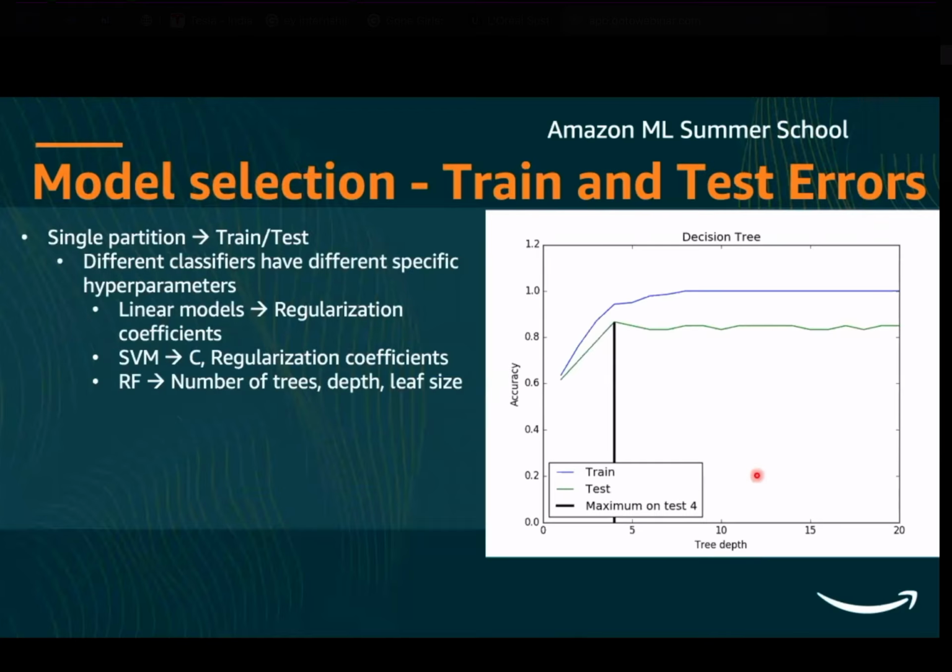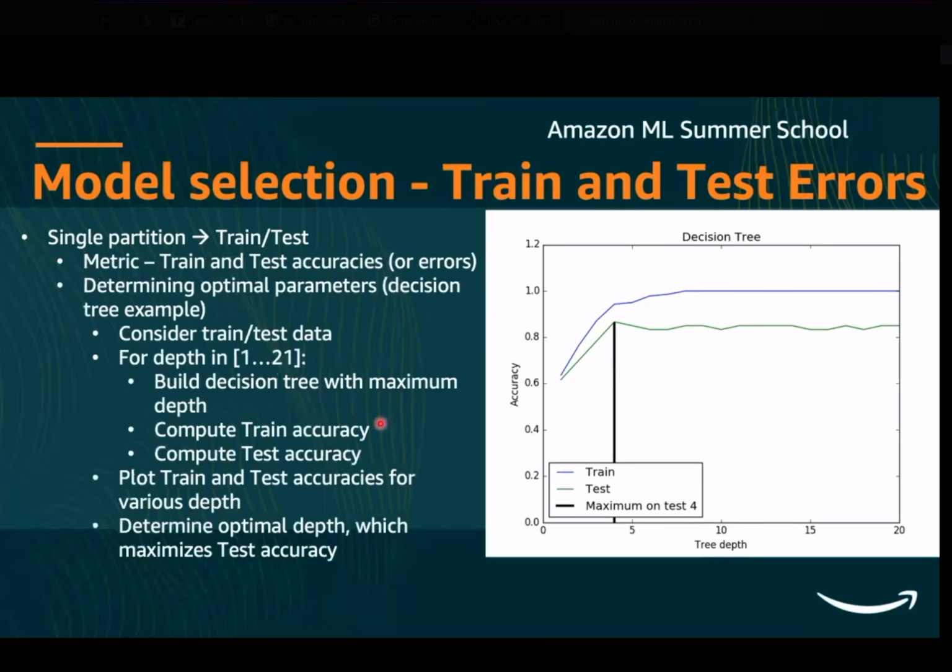Typically, different classifiers, as I said, have different hyperparameters or knobs you can tune. Let's say for a linear model, you have a regularization coefficient. For SVM, you have C, gamma, and other coefficients. For random forest, you have number of trees, depth, leaf size, and so on and so forth. So let's say we have decided on a metric, and that metric is accuracy. Then what you want to do is select the best possible value of the knob or the hyperparameter for that decision tree, for which you get the optimal performance on the test set.